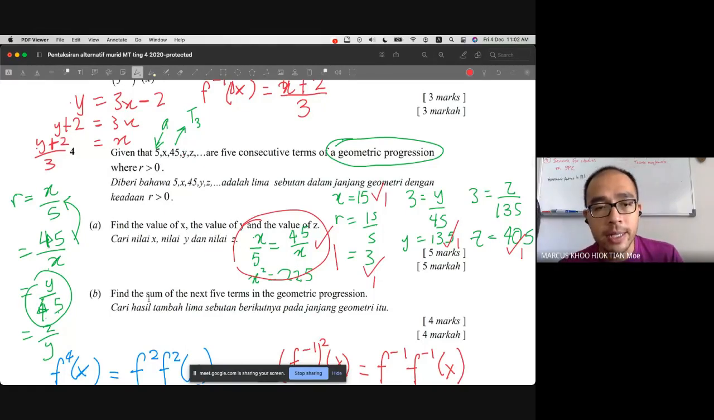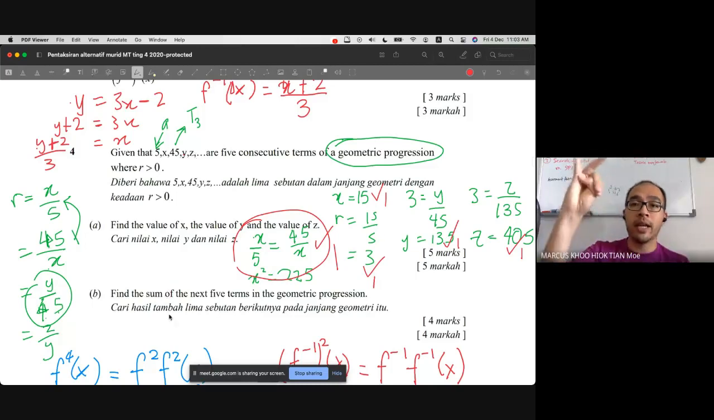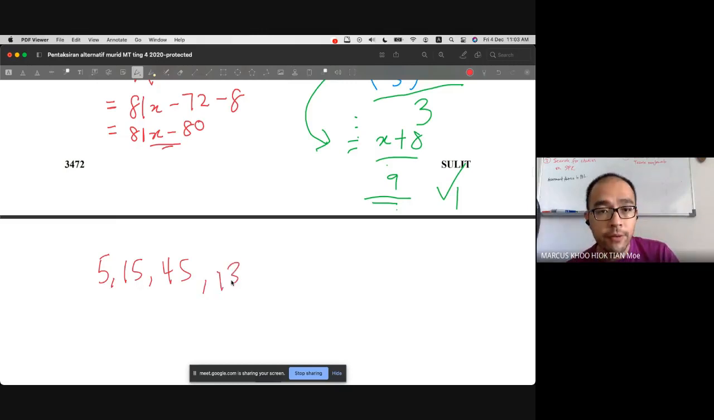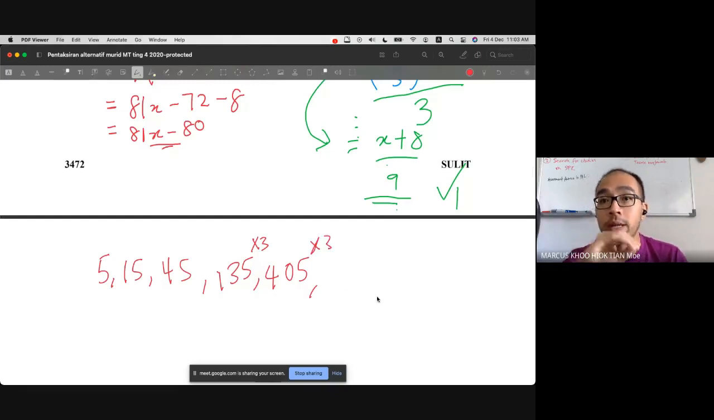Okay, find the sum of the next 5 terms in the geometric progression. Next 5 terms means 1, 2, 3, 4, 5. Okay, then you want to find 6, 7, 8, 9, 10, then kasih campur bahkan. Okay, so the simplest way to do this is, okay, let me write down this one first. So it's 5, 15, 45, 135 and 405. So you want to find the next 5 terms, right? Since all this is times 3 bahkan, so you times 3, times 3, times 3 until you get 6 until 10.